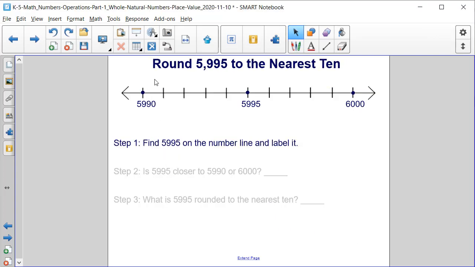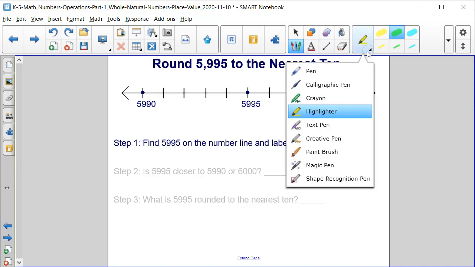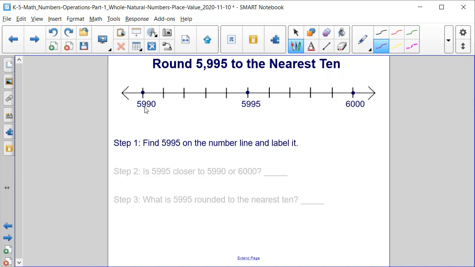Let's try another example. Round the number 5,995 to the nearest 10. First step is find 5,995 on the number line and label it. Well, if we look at our number line, we have 5,990 and then 1, 2, 3, 4, 5. Oh, it's actually labeled. I'll just draw another dot over top of it. So this is where 5,995 is located on our number line.